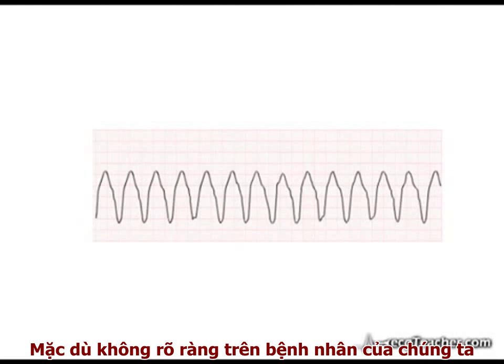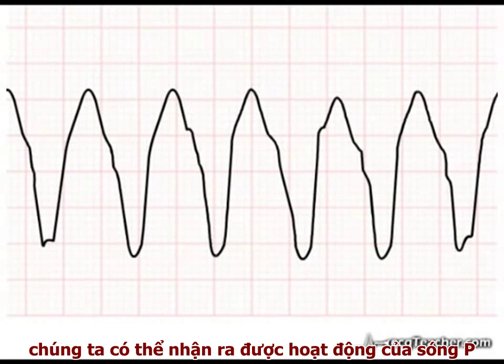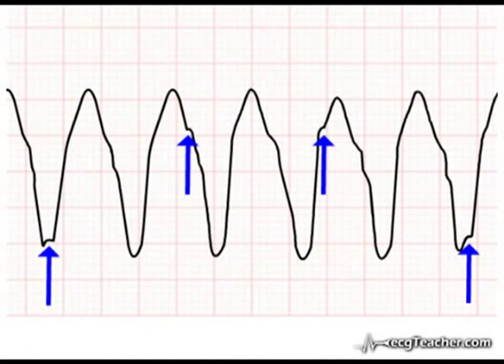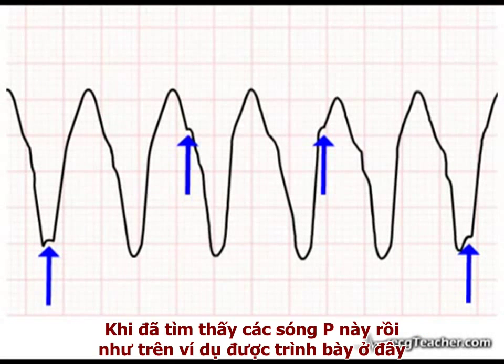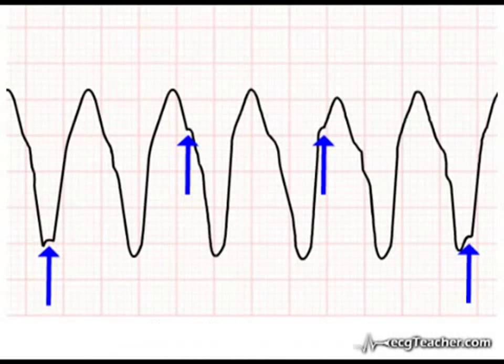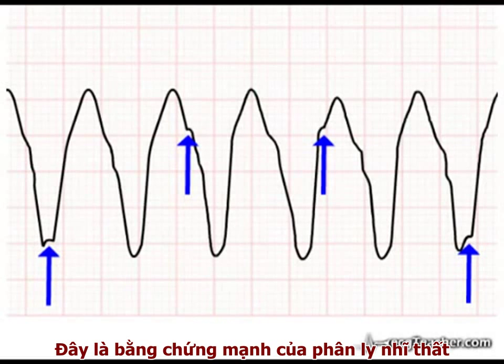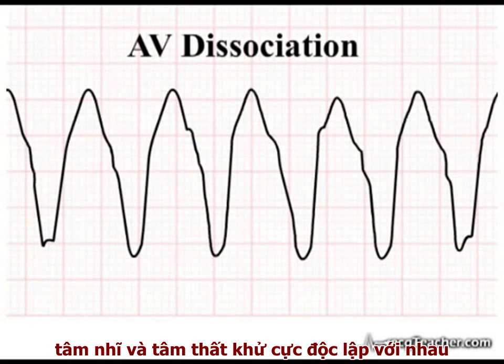Although not obvious in our patient, with experience it is possible in many cases to identify P-wave activity fused with the components of the broad complex tachycardia of VT. When identifiable, as in the example shown here, the P-waves bear no fixed relationship to the QRS complexes. This is strong evidence of AV dissociation. The atria and ventricles are depolarizing independently of one another.